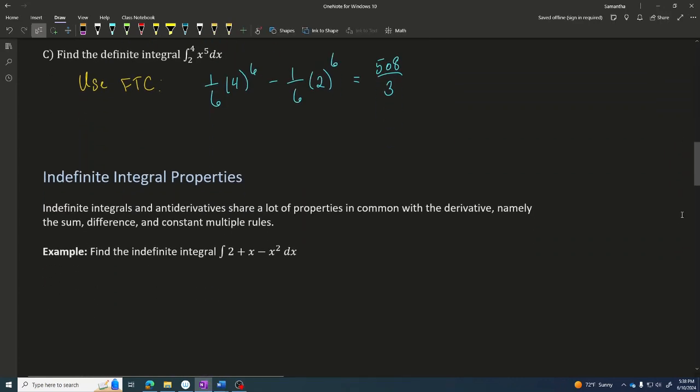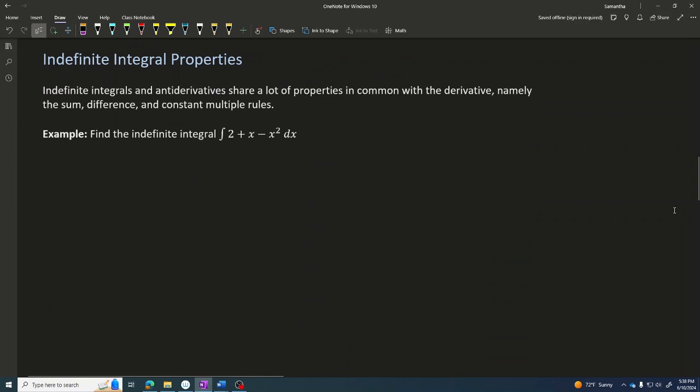Now the first property of the indefinite integral that I would like to call your attention to is that indefinite integrals satisfy a sum rule, a difference rule, and a constant multiple rule, exactly the same way that definite integrals have these properties and derivatives have these properties. In other words, indefinite integrals are linear operators. We call them linear if they have these three rules attached to them.